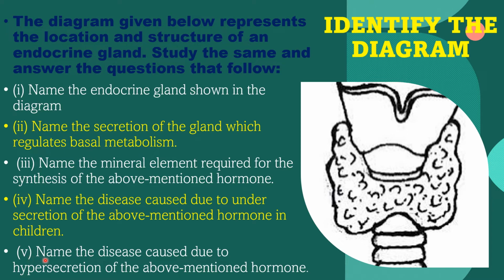Then next question, name the disease caused due to hypersecretion of the above mentioned hormone. Yes, due to hypersecretion of the above mentioned hormone, which disease will occur? Exophthalmic goiter. Hypersecretion of thyroxine causes exophthalmic goiter.